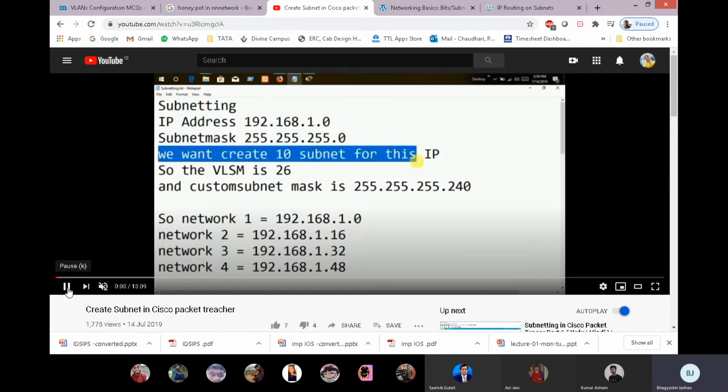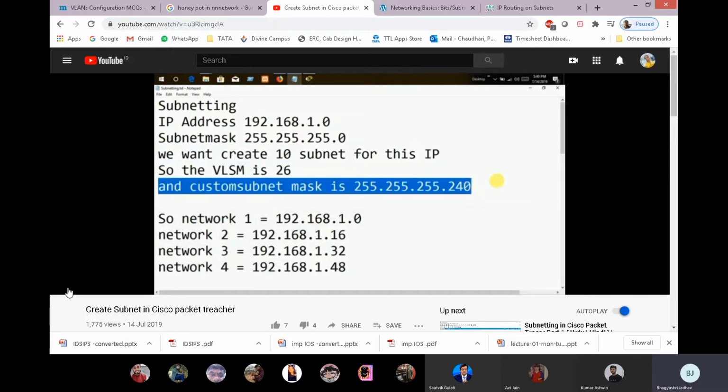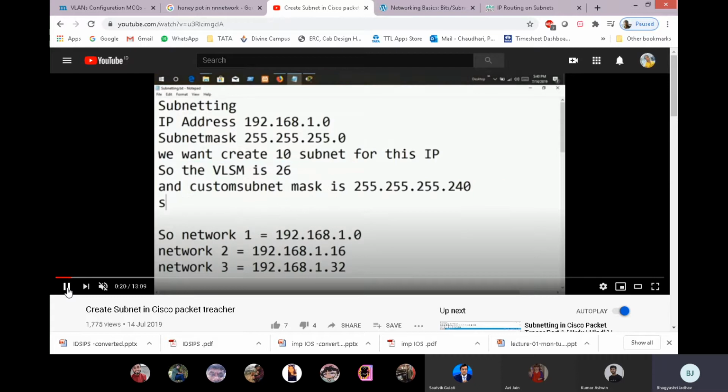Now, given an IP address and subnet mask, we want to create 10 subnets for this IP. How are we creating them? Using VLSM. What is VLSM? Custom subnet mask. You saw this in the video on this PPT. Wait a minute, I will show you again.